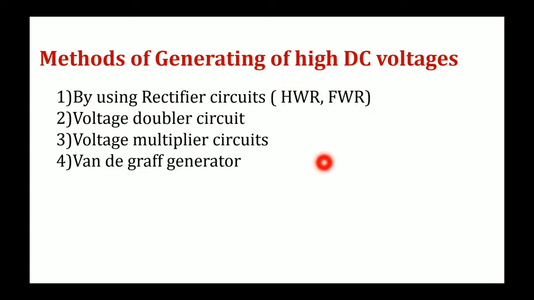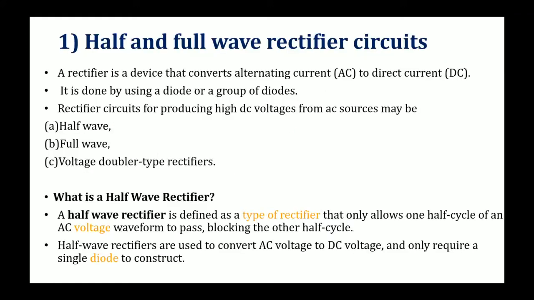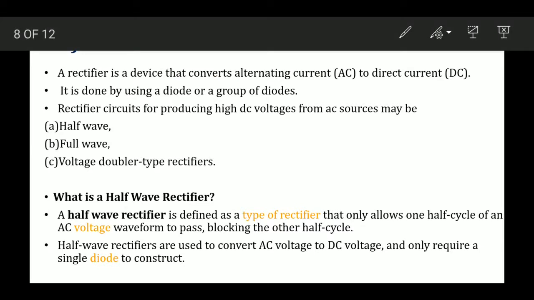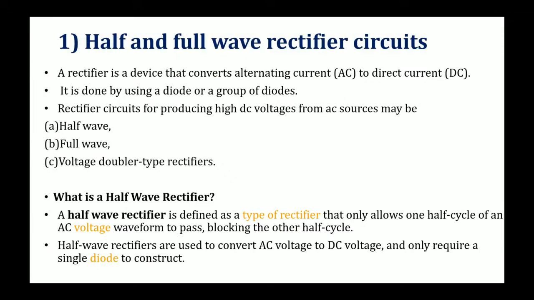Shall we start with the first method? What is that one? By using rectifier circuits. See here, first we need to understand what a rectifier is. As I already told, how can we define it? A rectifier is a device that converts the alternating current into the direct current. How is this conversion done? That is usually done by using diodes itself.